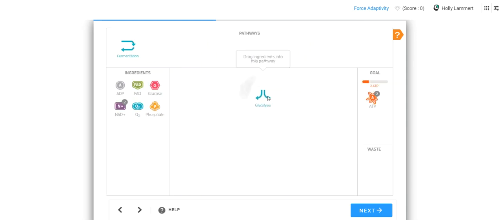So let's start with glycolysis, breaking down glucose, putting in an ATP with a phosphate, adding energy to begin, and having an electron carrier.